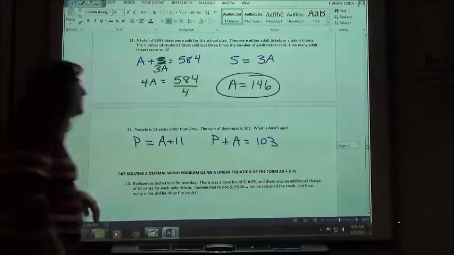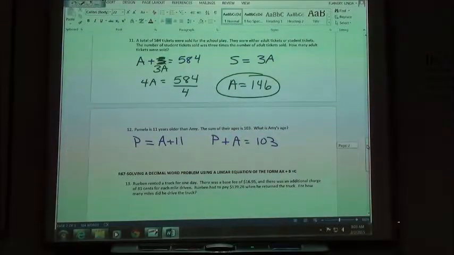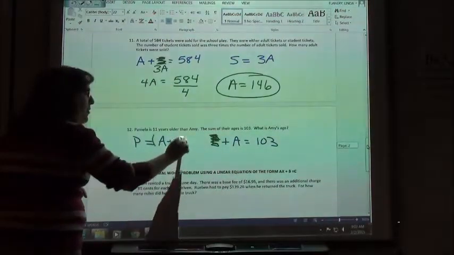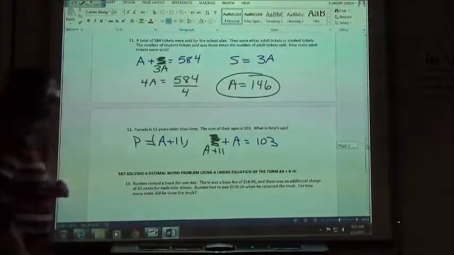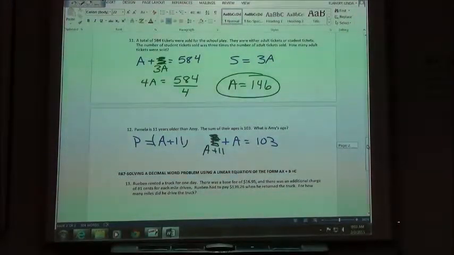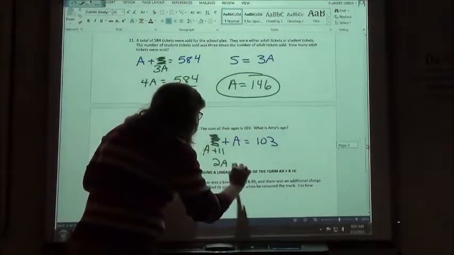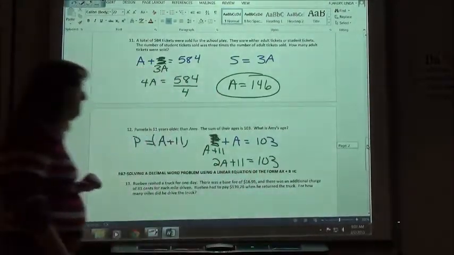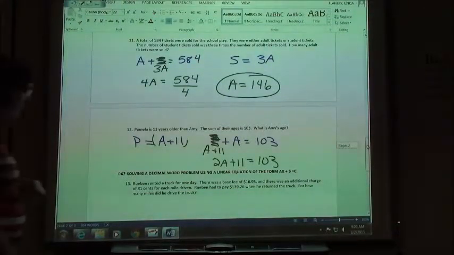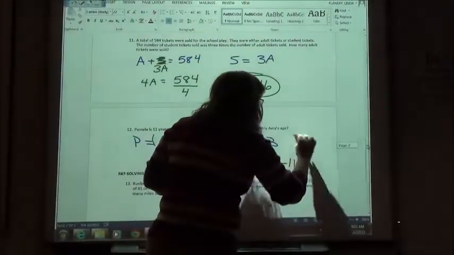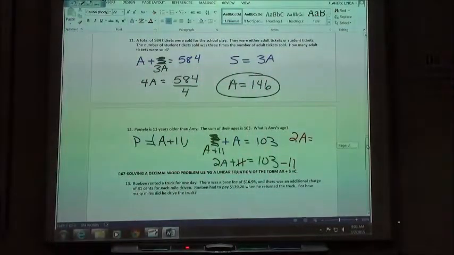So again, I'm going to solve this by substitution. Which variable should I substitute in for? The P, because this one says P equals something, so over here I'm going to get rid of the P, and I'm going to replace it with the A plus 11. So combining my like terms, I'm going to get what? 2A plus 11 equals 103. And if I'm going to solve that for A, the first thing I should do is subtract the 11.